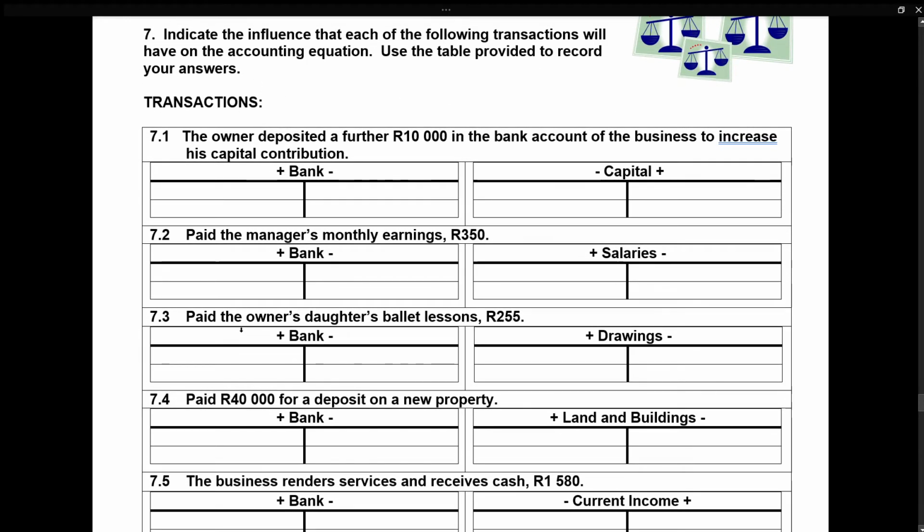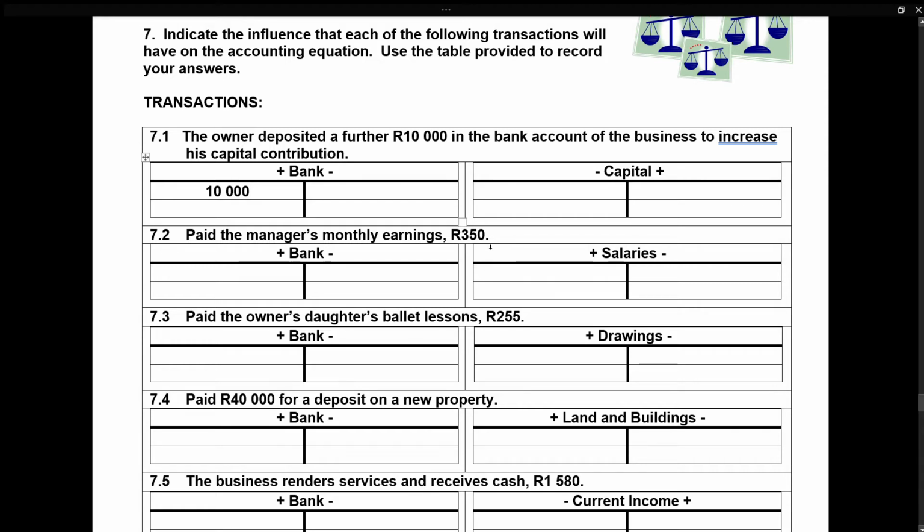So now that we have identified the two business accounts we're working with, we need to categorize them correctly. Bank is classified as an asset, and that is why the sign is plus minus. Capital is classified as owner's equity, but capital's sign is minus plus. Right, so we're always looking at this from the business perspective.